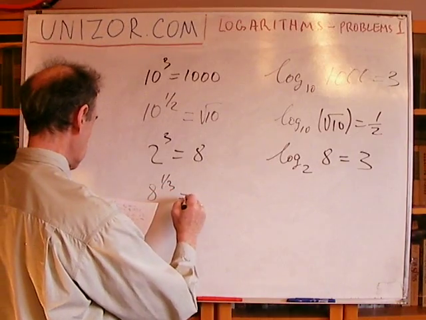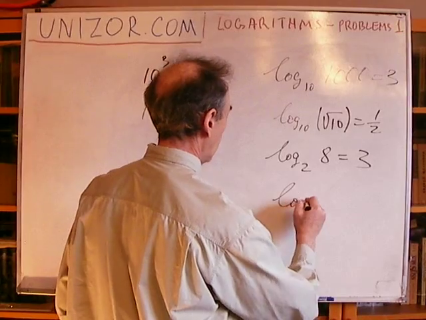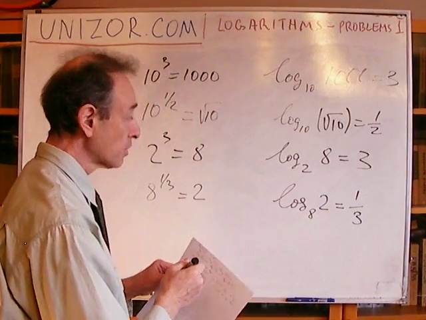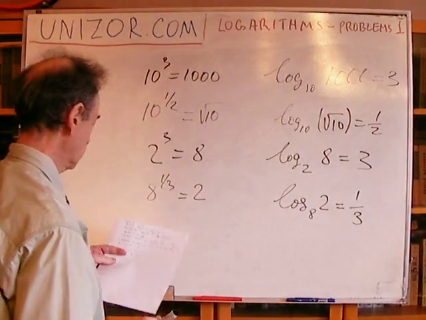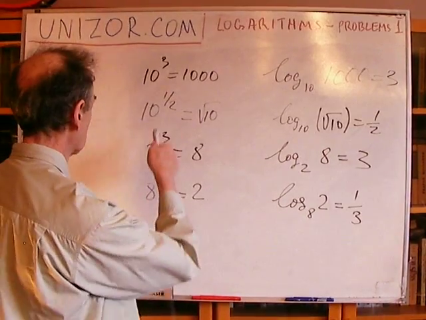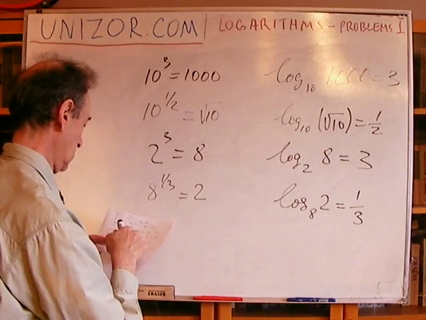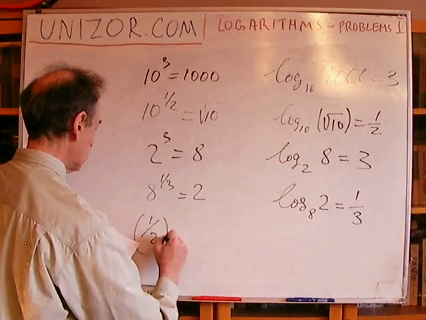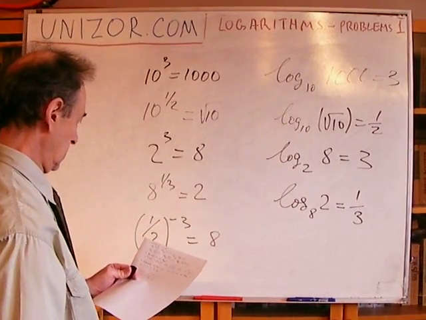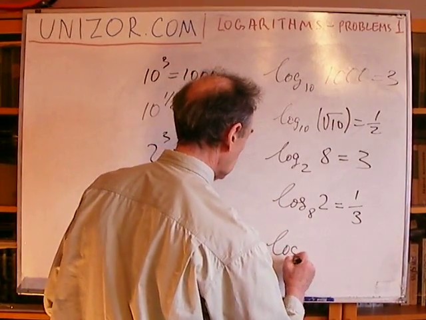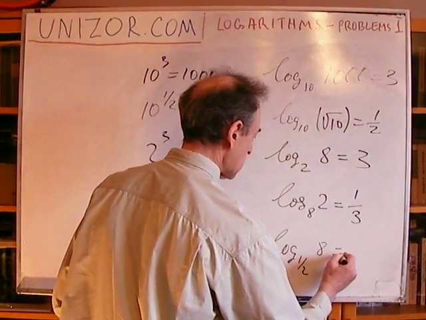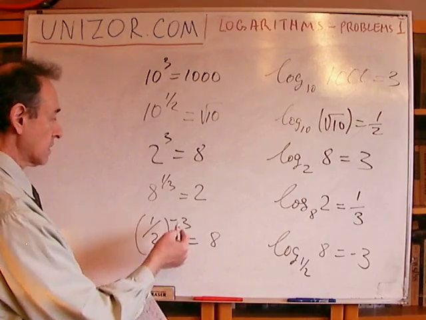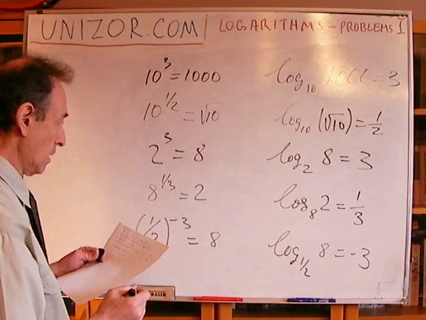8 to the power 1/3 is equal to 2, which means log base 8 of 2 is equal to 1/3. 1/3 is actually a cubic root, so the cubic root of 8 is 2, obviously. One half to the power of minus 3 is equal to 8. It's exactly the same as log base 1/2 of 8 is equal to minus 3. Both are correct. Indeed, minus means we have to invert 1/2 into 2, basically, and then the cube would be 8. Same thing there. And the last one in this series.